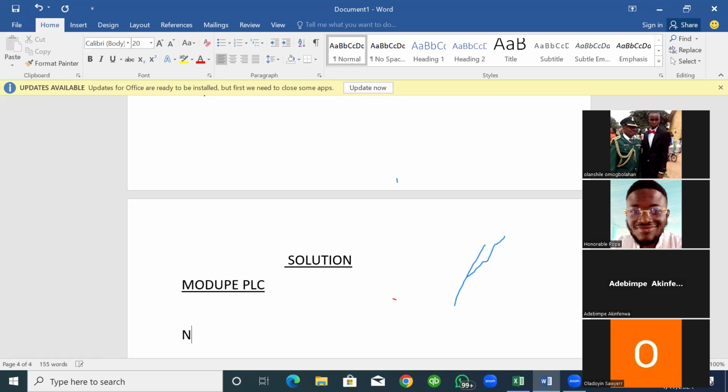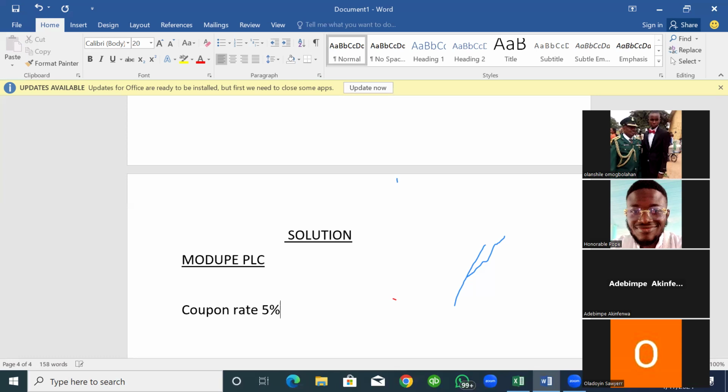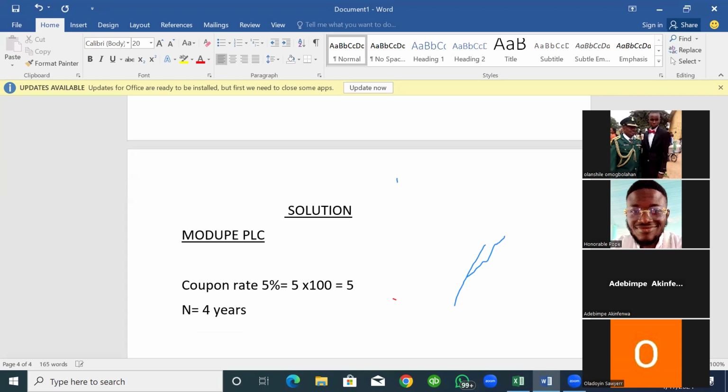Parameters. What's my coupon rate? Coupon rate is 5%. Coupon rate 5 percent times 100 equals 5. Next, our N is 4 years. N equals 4 years.